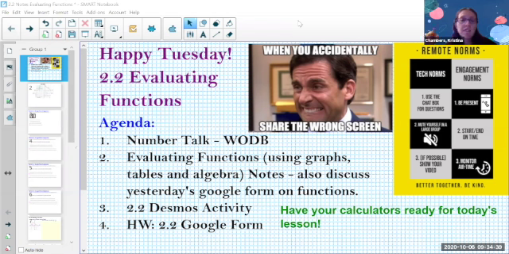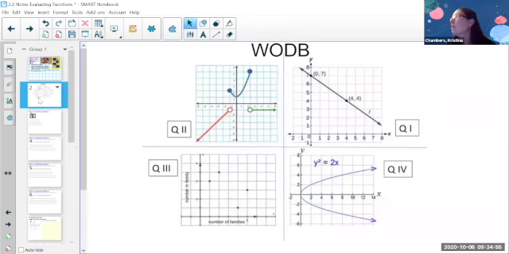I also advise you guys to have your calculators ready today, just so that you don't have to get bogged down in doing some of the math in your head when we're doing the evaluating of the functions, okay? All right, so here we go.